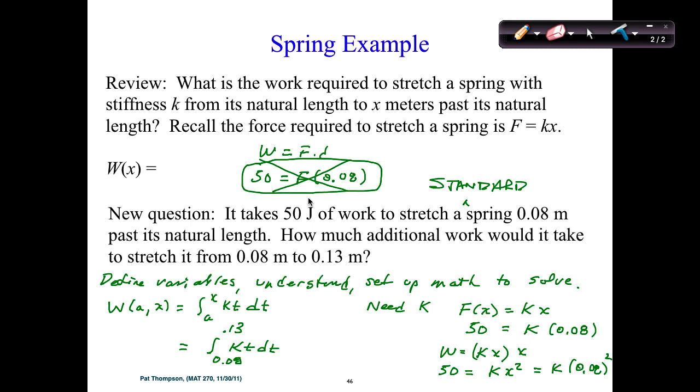And so when work accumulates, what happens to the force? When you're stretching a spring, the force increases. What does this equation say? Yeah, this assumes that the force is constant over the distance of 0.08 to get 50 joules. But the force changes. You can't do this, because force changes as you stretch. So what does 50 equal?